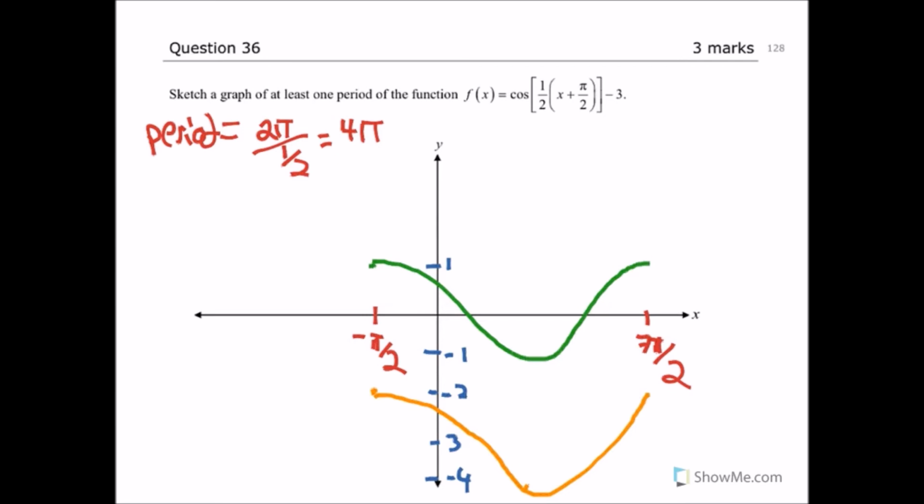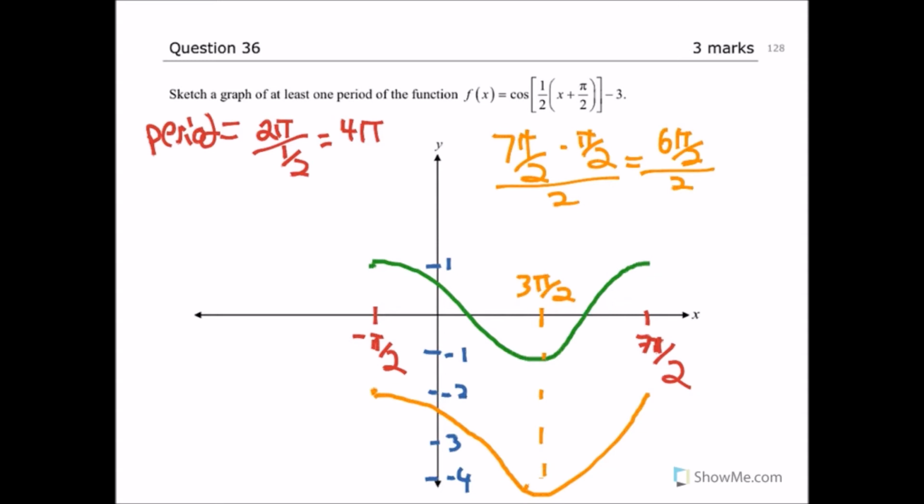But if they wanted something more specific, like where's the midpoint where it hits the minimum, we know it's just right between 7 pi over 2 and negative pi over 2. So you can just take the average of the two. We get 6 pi over 2 divided by 2, so that's 3 pi over 2. That should be enough to show them.